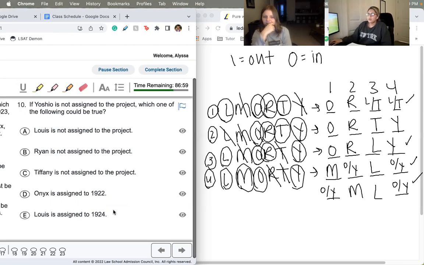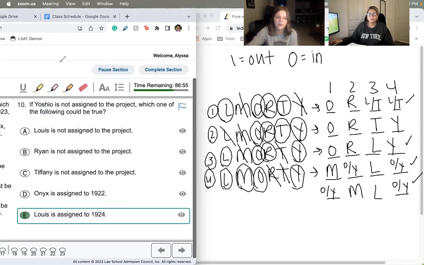It is E. Yep. The only world which is really nice in this case where Y is not assigned to the project is this first one. So it's the only world that we can look at, which is really nice. Everything else can't be true. O has to be in 1. T and L have to be included, and so does R. So that leaves us with E because it can flip-flop between L and T on 4.